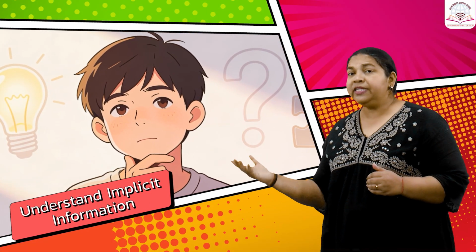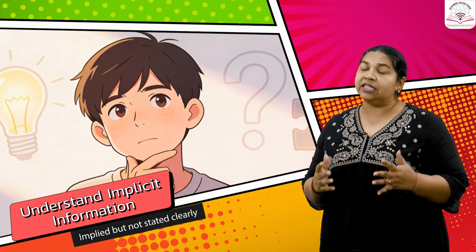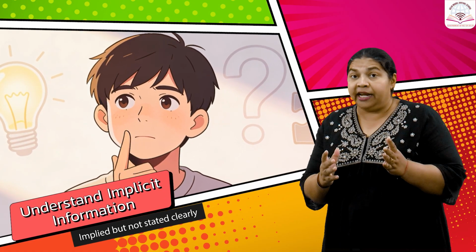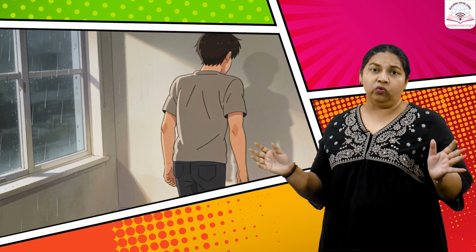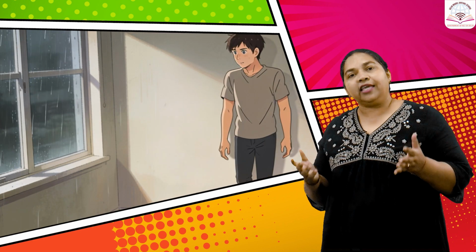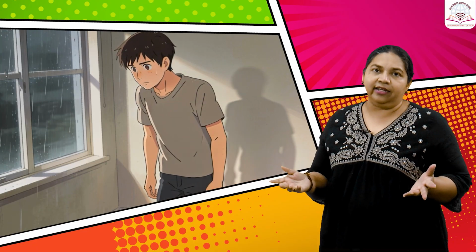The next point is to understand implicit information. Implicit information means the information that is implied though it is not given. In a situation where the author has told you that the character keeps moving around the room, it means that the character is anxious, though it is not told directly.